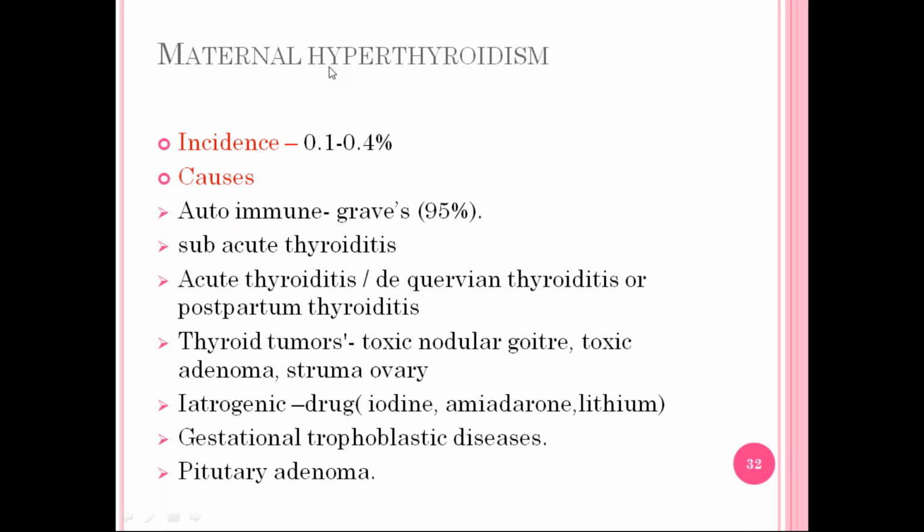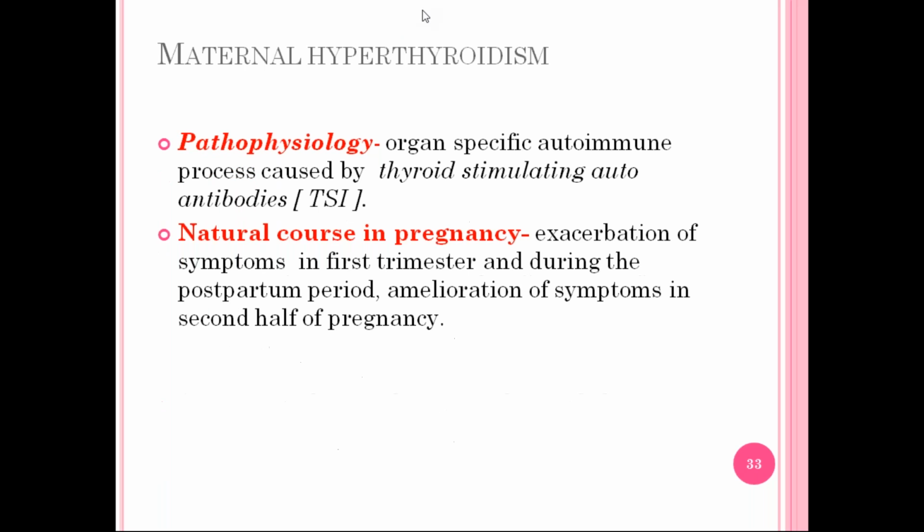Then coming to maternal hyperthyroidism. Hyperthyroidism is very less common than hypo. Causes are autoimmune, subacute thyroiditis, acute thyroiditis, de Quervain's thyroiditis, postpartum thyroiditis, thyroid tumors, toxic nodular goiter, toxic adenomas, iatrogenic because of drugs, gestational trophoblastic disease, and pituitary adenoma. So these are the conditions when a patient presents with hyperthyroidism, you have to exclude all these conditions.